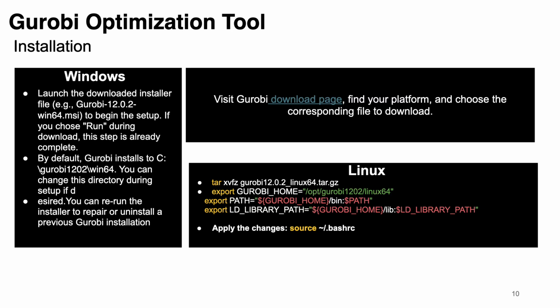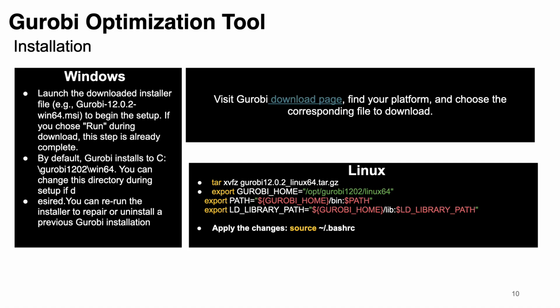Now let's get Gurobi running on your system. For Windows users, the process is straightforward. Visit the Gurobi download page, download the MSI installer file, and launch it. By default, Gurobi will install to your C drive in a folder named Gurobi 1202. You can choose a different directory if needed, and you can always rerun this installer to repair or uninstall the software later.